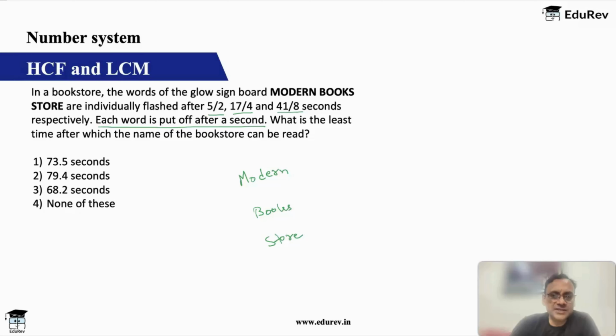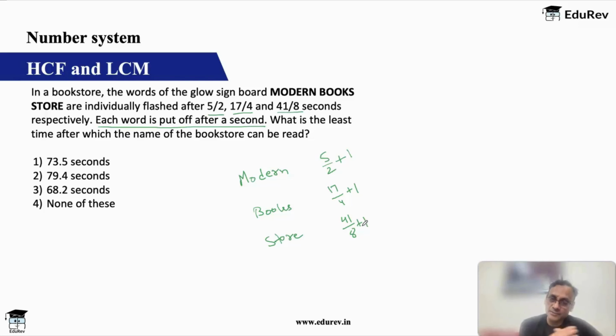So it flashes after 5 by 2 seconds and then one more second it remains on. So this is the total time after which it will flash again. So it has flashed after 2.5 seconds and then 1 second more, so 3.5 seconds are gone from the starting time. Similarly for books, it flashes after 17 by 4 seconds and it remains on for 1 more second. And for bookstore, it is 41 by 8 seconds plus 1 second. Okay, so this is the amount of time they are going to take to flash again.